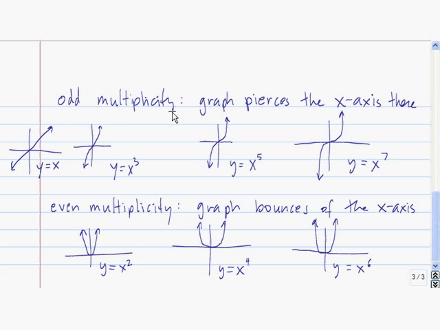So if the zero has odd multiplicity, then the graph pierces the x-axis at the zero. But you see here, as the degree or the value of the multiplicity increases, the flatter the graph becomes. So here's y equals x cubed, y equals x to the 5th, and so on. It becomes flatter. If a zero has an even multiplicity, then the graph bounces off the x-axis. And yet again, as the value of the multiplicity grows, the flatter the graph becomes at the point where it bounces.